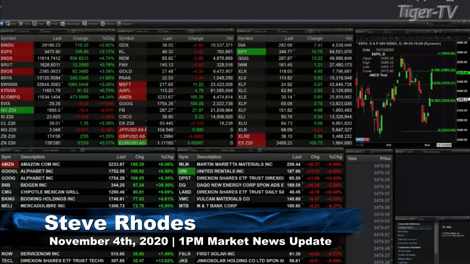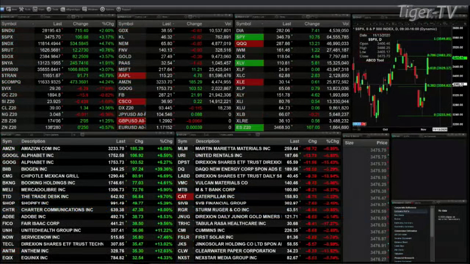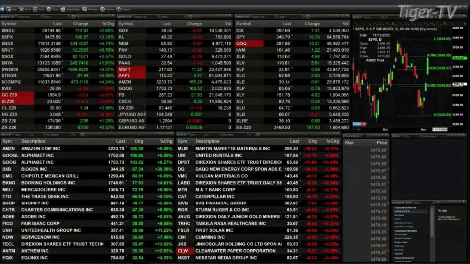This is your 1 p.m. update. We've got all the indices trading to the upside in a large way. The Dow's up 720, S&P up 106 points. That's 3%. NASDAQ 100 up nearly 5%, 4.75%, 534 points. Russell's up 12. That's the laggard out here, still trading higher. Semis are up 3.5%, 81 points out there.